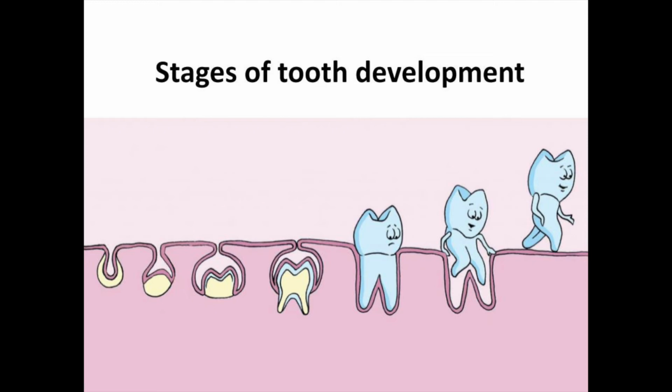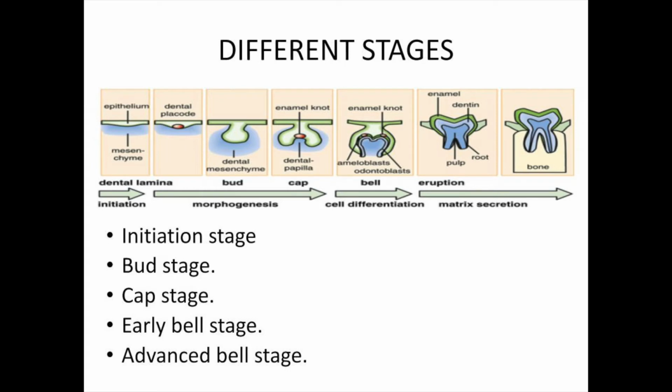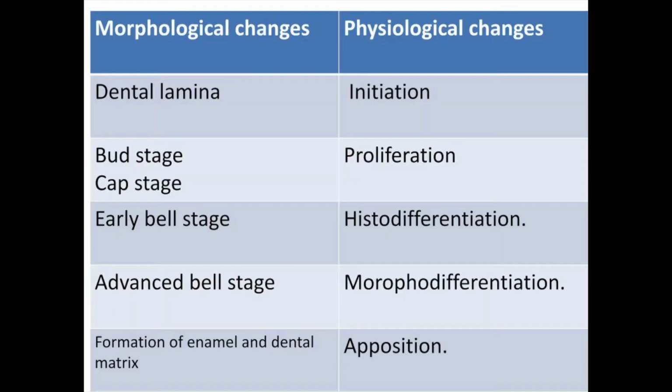Hi, today we are going to learn about stages of tooth development. The different stages of tooth development are: initiation stage, bud stage, cap stage, early bell stage, and advanced bell stage. Morphological changes and physiological changes.